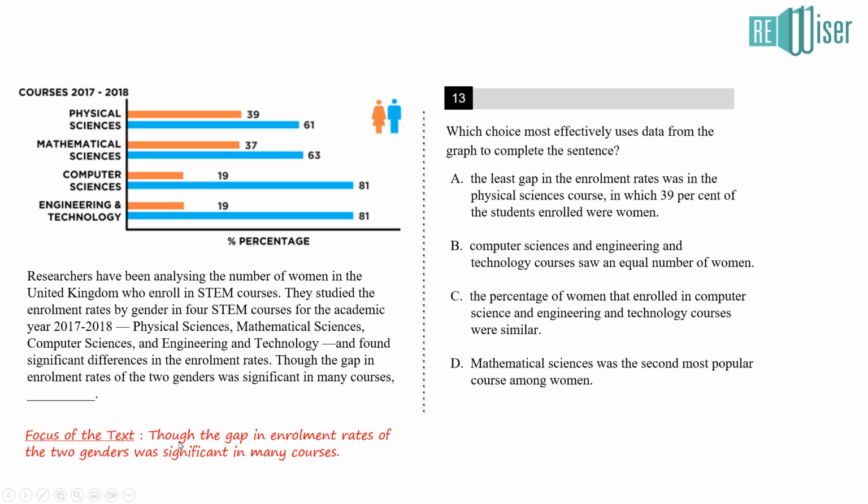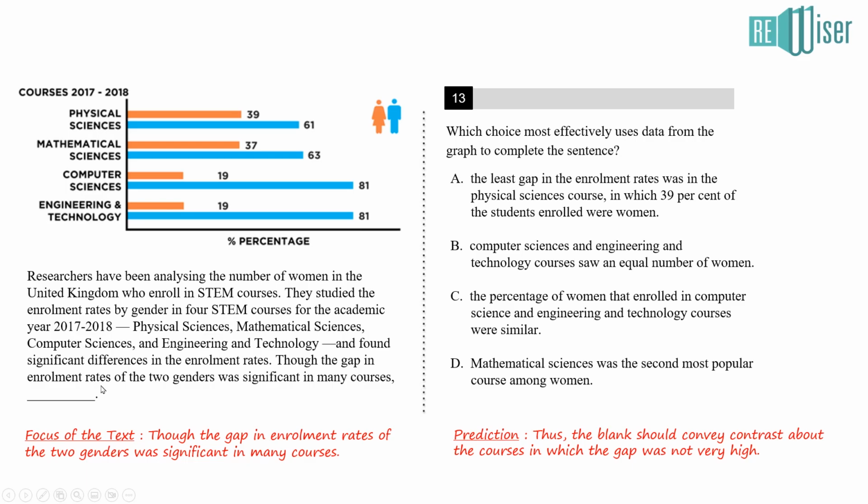So let's make a note of the text. Though the gap in enrollment rates were different in many courses, so the blank has to mean something like this. It should convey contrast about the courses in which the gap was not very high. So that would clearly fill the blank. So you'll get something like this.